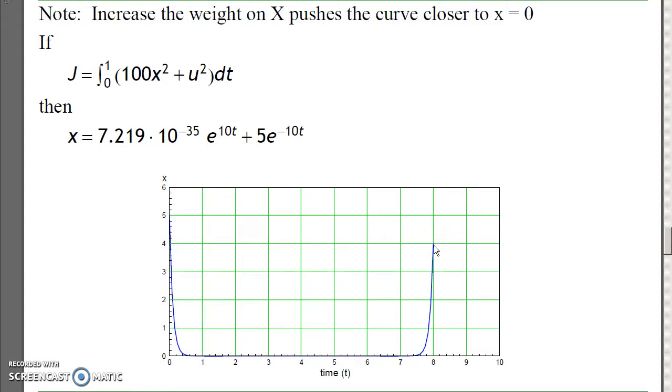Again, this is very common in calculus of variations. I'm going to have two solutions, a stable solution and an unstable solution. The unstable solution pushes you up to the endpoint right at the end. Once I get there, I've met my endpoint, the problem's done.